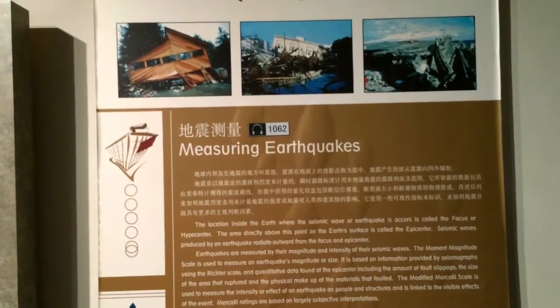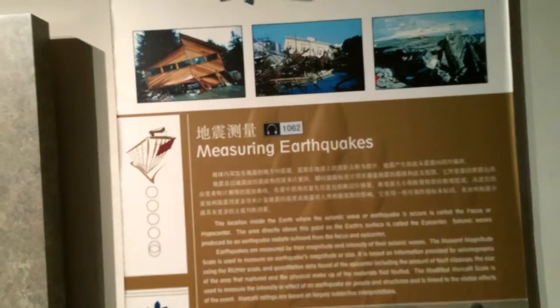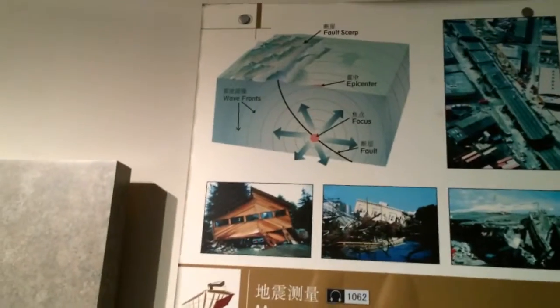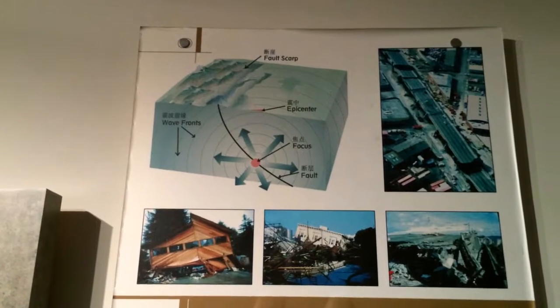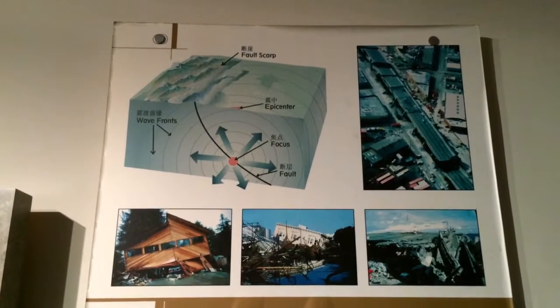The location inside the Earth where the seismic wave earthquake occurs is called the Earth's hypocenter. The area directly above this point on the Earth's surface is known as its epicenter. Seismic waves produced by an earthquake radiate outward from the focus at its epicenter.